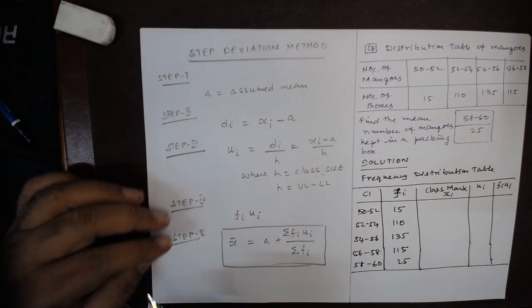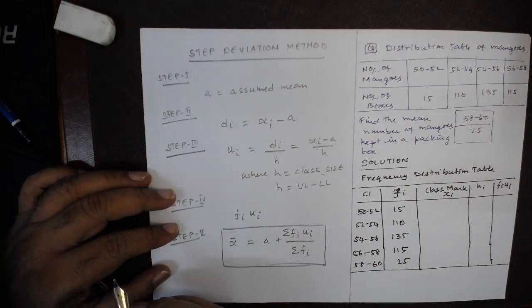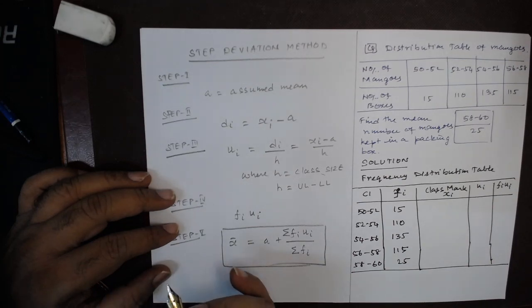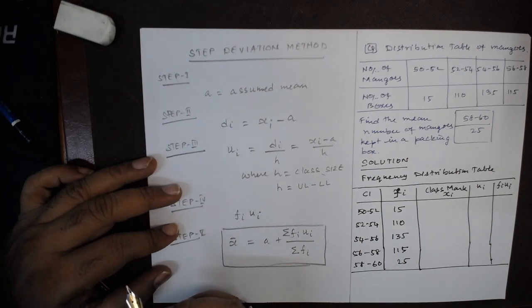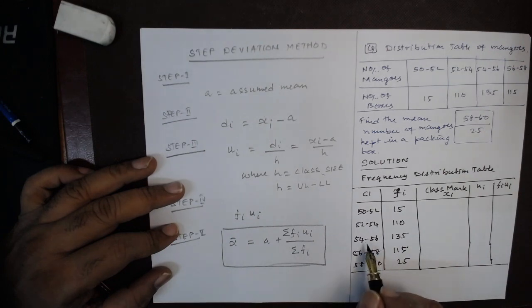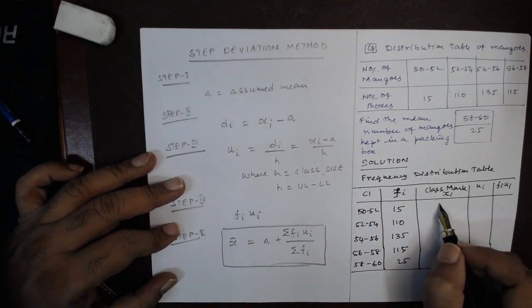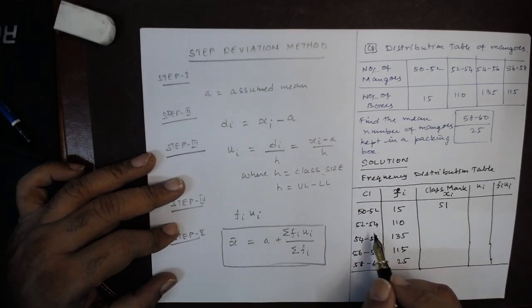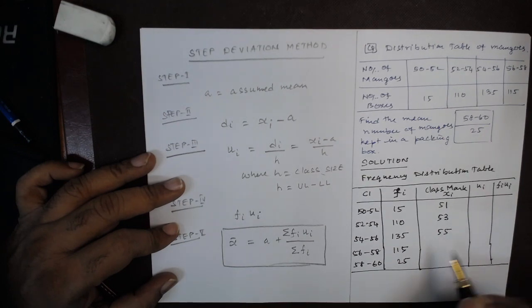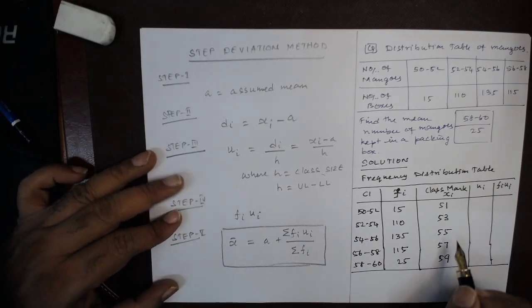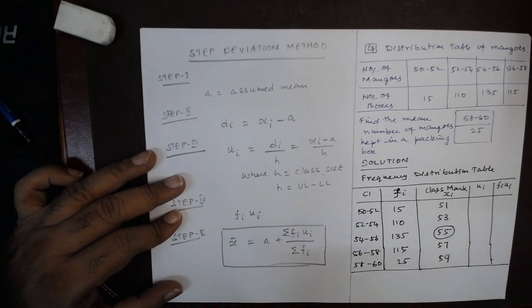Now let us assume the mean, the assumed mean. Before that we will find out the class mark. 50 plus 52 divided by 2, how much? 51. 52 plus 54 divided by 2, 53. 54 plus 56 divided by 2, that is the midpoint, 55. 56 plus 58 divided by 2, 57. 58 plus 60 divided by 2, 59. Now let us assume 55 as the assumed mean, that is equal to A, right?